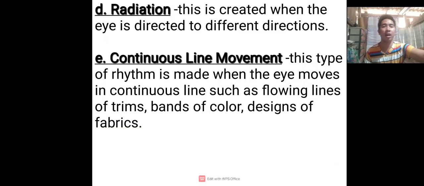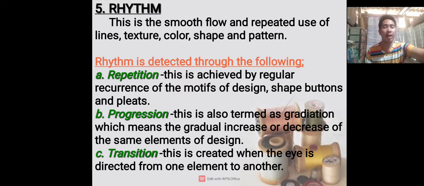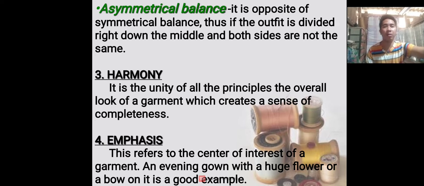And next, under balance again, the what we call asymmetrical balance. So, it is opposite of symmetrical balance. Thus, if the outfit is divided right down the middle and both sides are not the same. Sasabi, hindi magkapareho yung magkabilang gilid. Okay, let me give you an example of this.